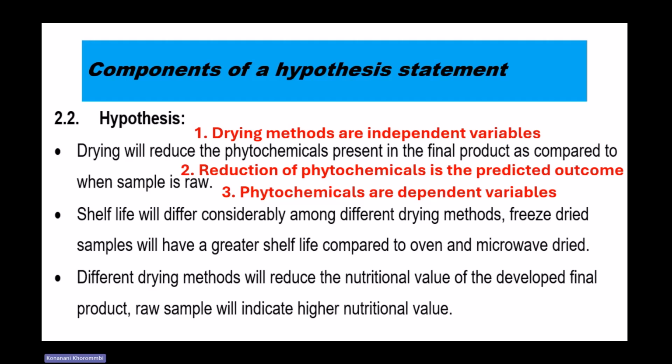Reduction of phytochemicals is the predicted outcome because it says drying will reduce them. That is what we expect drying to do, so it will lead to a specific outcome, which is the reduction of phytochemicals. So this is what is predicted. And what are phytochemicals? These are dependent variables because their change is mainly dependent on the drying method. If the drying method is not there, there would be no changes in these phytochemicals. The same would apply to other variables, such as nutritional values, whether it is carbohydrate or protein. They would not experience changes in value if there were no drying methods. So they are dependent on the independent variable, which is the drying method.